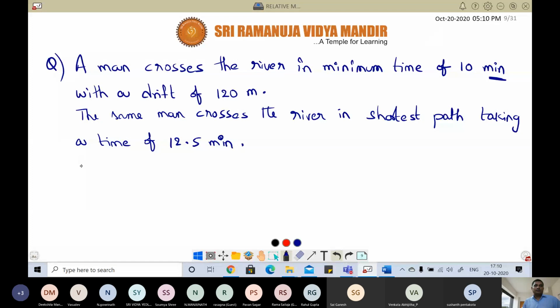Now, the question is, find the velocity of man with respect to river. So basically two conditions, that means you will get equations. So basically here more than physics, mathematics is involved. So find the velocity of man with respect to river. Come on, do it.